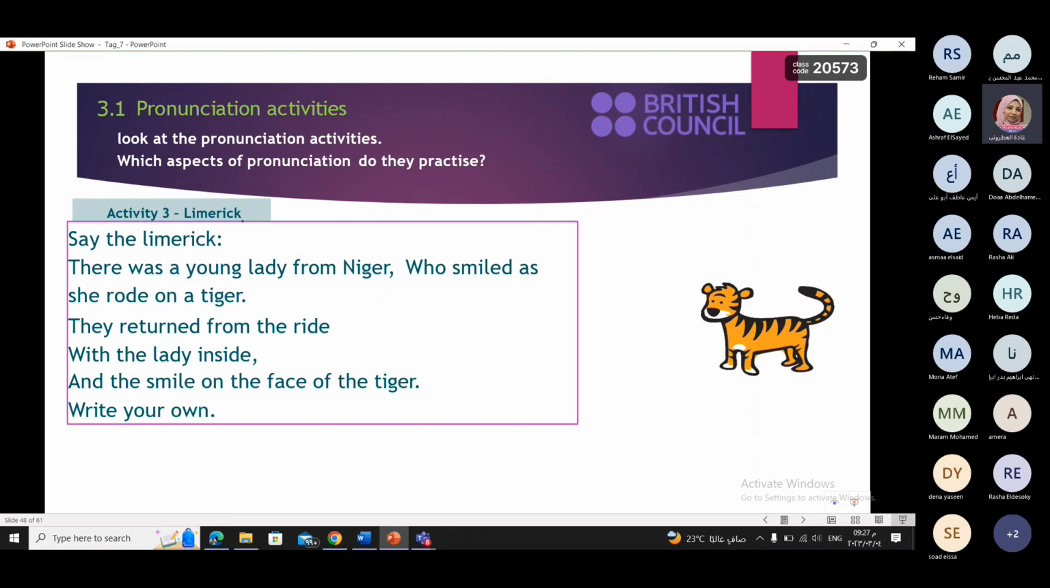It has one stanza rhyming in this way: A, B, B, and A. So it has 5 lines. The first, the second, and the last line rhyme together.